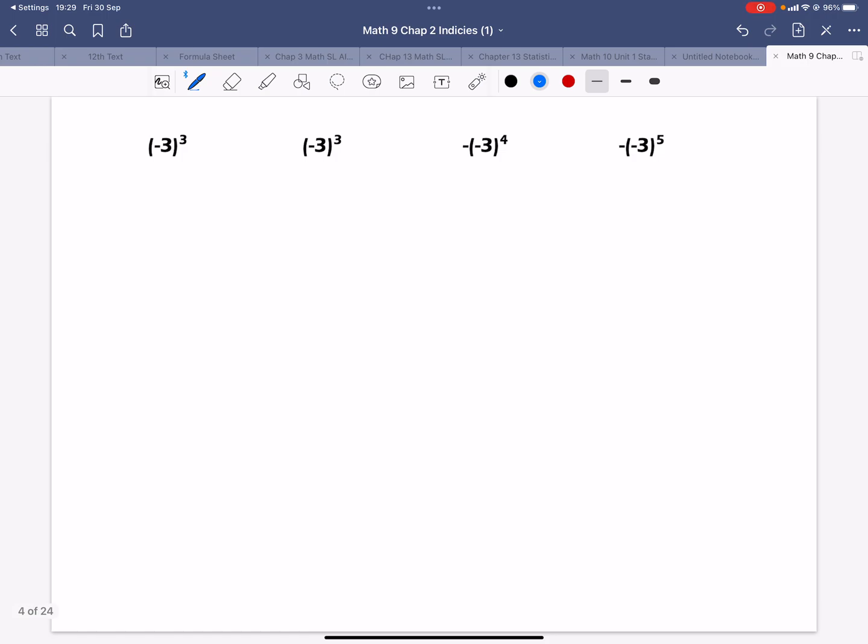All right. Negative 3 to the third is negative 3 times negative 3 times negative 3. This gives us a negative 27. This is supposed to be negative 3 to the fourth. Sorry. So negative 3 to the fourth is negative 3 times negative 3 times negative 3 times negative 3, which gives us positive 81. Okay. If we have negative 3 to the third, this is just negative 3 times 3 times 3. So this is negative 27.